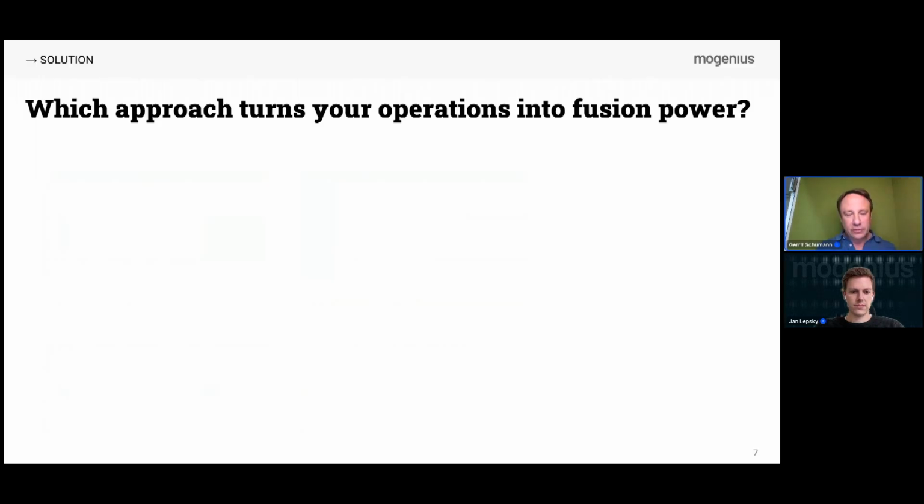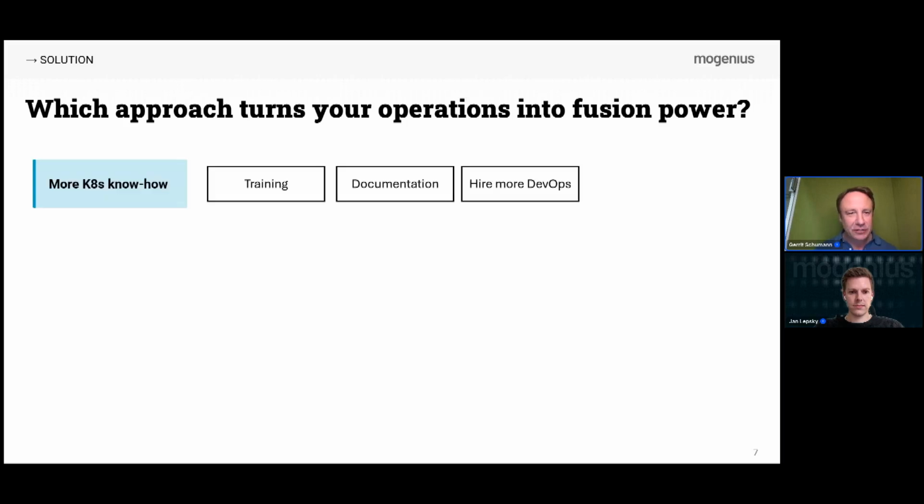So how do we turn operations into that fusion reactor state of efficiency? And depending on the state of your organization, the path to a highly productive workflow might be different and very individual for each one of you. In essence, there are a number of ways you can go about it. The first one is you simply increase the know-how in the team. You provide more training. You double down on documentation. You get everybody involved, increase the knowledge of Kubernetes essentials, operations, best practices, and or you hire more DevOps. Definitely one way to go, probably not very efficient.